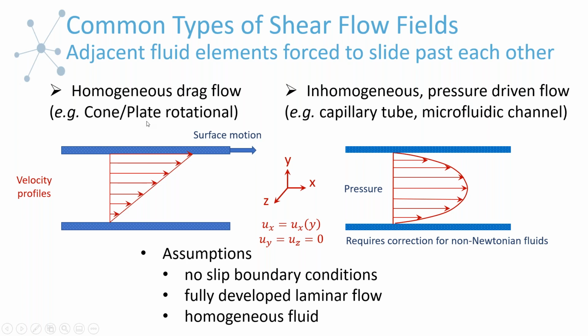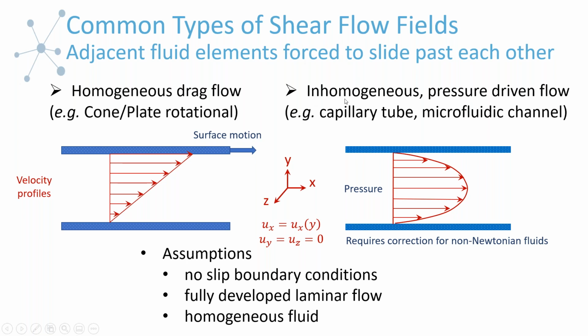For example, what would be a homogeneous drag flow is what you would find in a cone and plate geometry on a rotational instrument. And we'll talk a little bit about the cone and plate and how that also relates to parallel plates, because parallel plate is actually not homogeneous, even though it is a drag flow, and we'll describe why later.